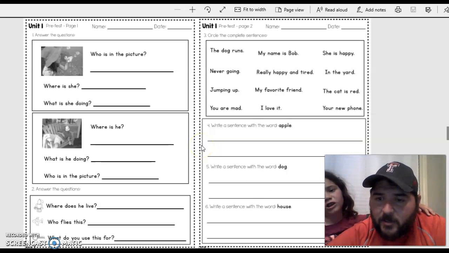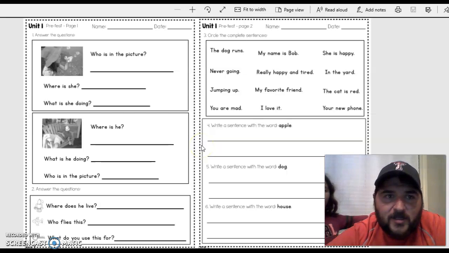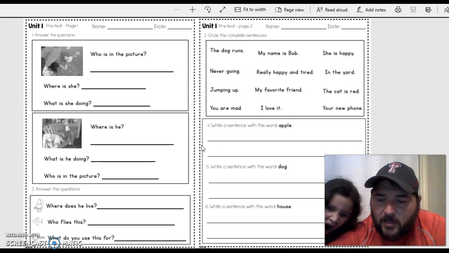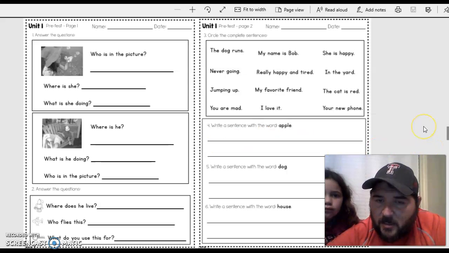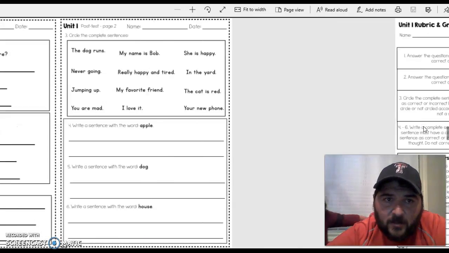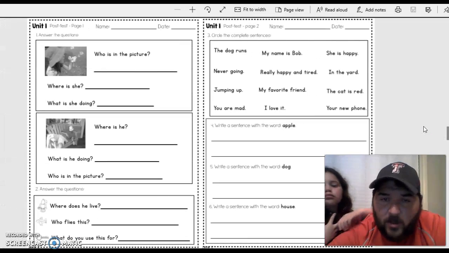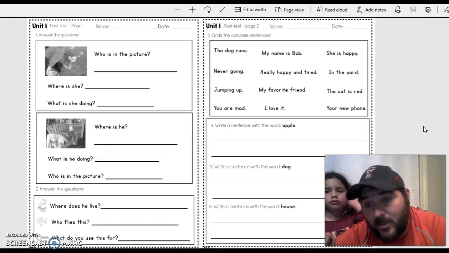Like I said, I'll make another video of this for Tuesday's assignments, which will be these next pages. Let me see if this will work. Okay. After that is the post-test. Don't worry about the post-test. That'll be at the end of the second week.